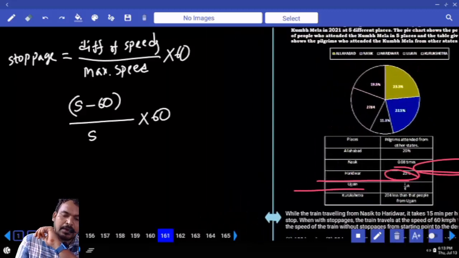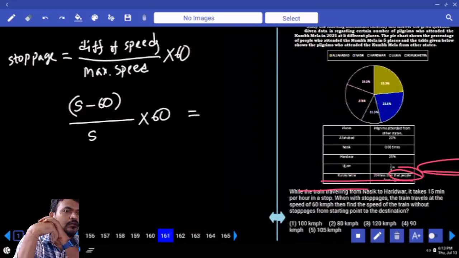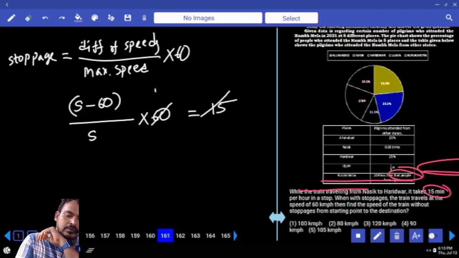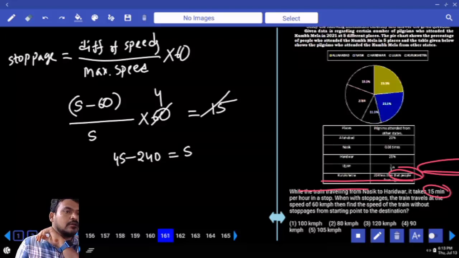We get the stoppage time per every hour. What is the stoppage time per hour? How many minutes are stopped? 15 minutes. Means right hand side value we write 15. 15 how many times? 4 times. And it will become 4S minus 240 equal to which one? S value. 4S and S difference is 3S. 3S equal to 240. S value is 80.